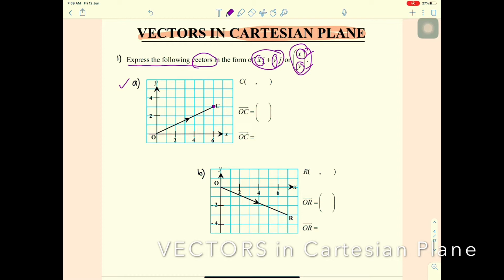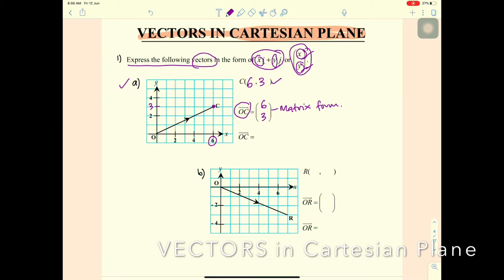First, determine the coordinate of C. Coordinate C is (6, 3). So how do we express the vector OC? By using the coordinate in matrix form, (x, y): the x coordinate is 6 and the y coordinate is 3. This is what I call matrix form.